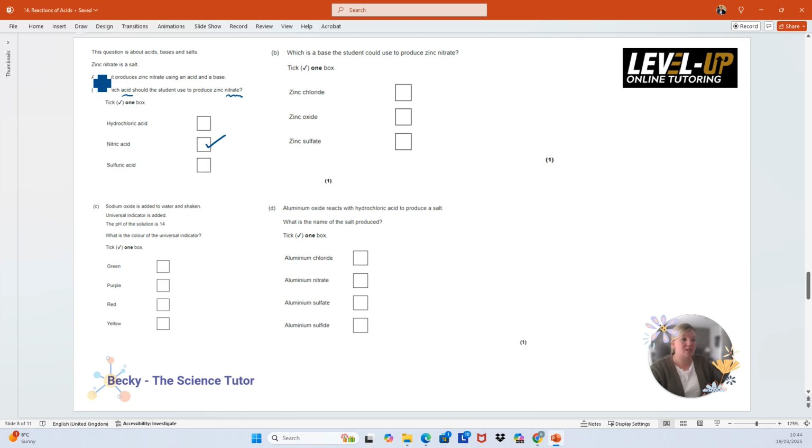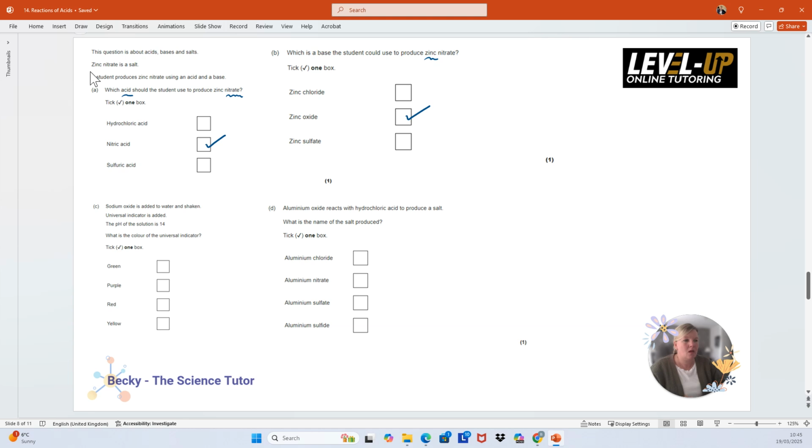Which base should the student use? So the base is what gives you the naming of the metal. So here we're looking for something that's going to give us the zinc. Well, bases are oxides. And if we think, well, chloride, that would come from hydrochloric acid. That's not a base, that's the acid that we're using. Zinc sulfate, yeah, again, that is the salt that we're producing because that would come from sulfuric acid. And we're looking for the base. We're looking at what do we react together, not what do we produce.